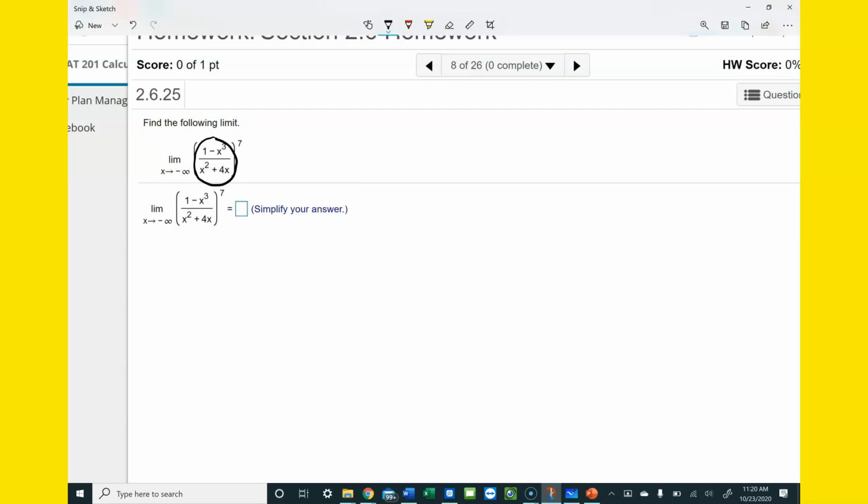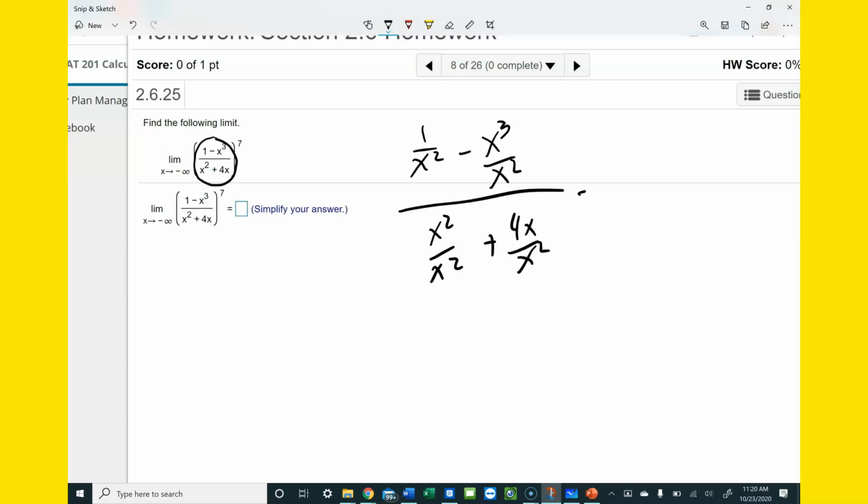term in the denominator. So that would give us 1 over x squared minus x cubed over x squared, over x squared over x squared plus 4x over x squared, and reduce all that. So it becomes 1 over x squared minus x over 1 plus 4 over x. And as x approaches infinity or negative infinity, these terms are going to go to nothing. So you get negative x over 1.